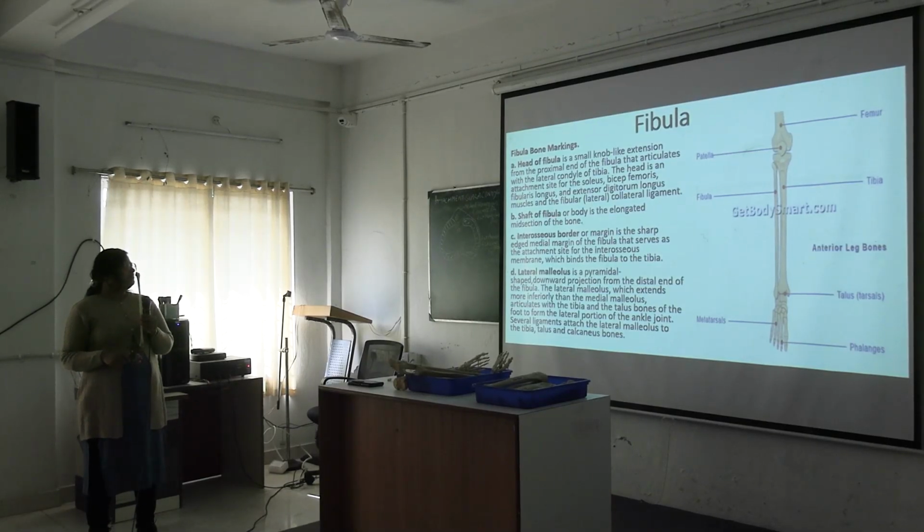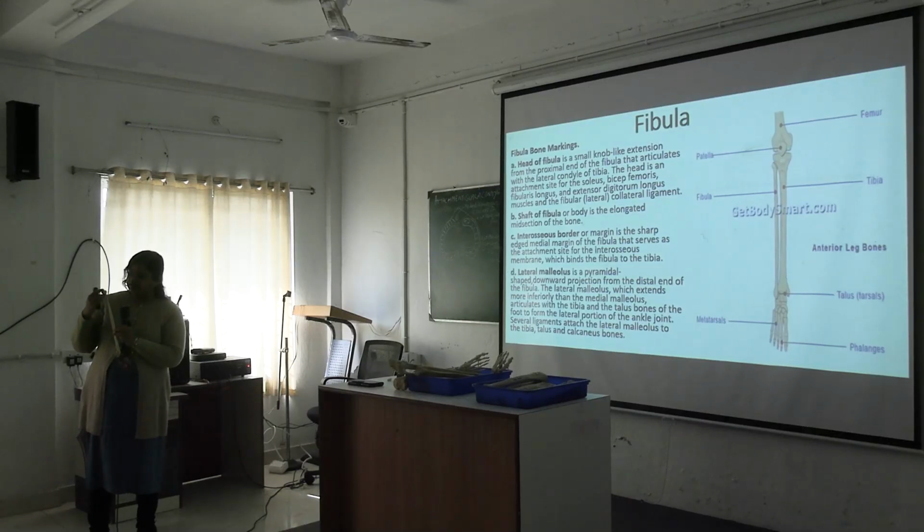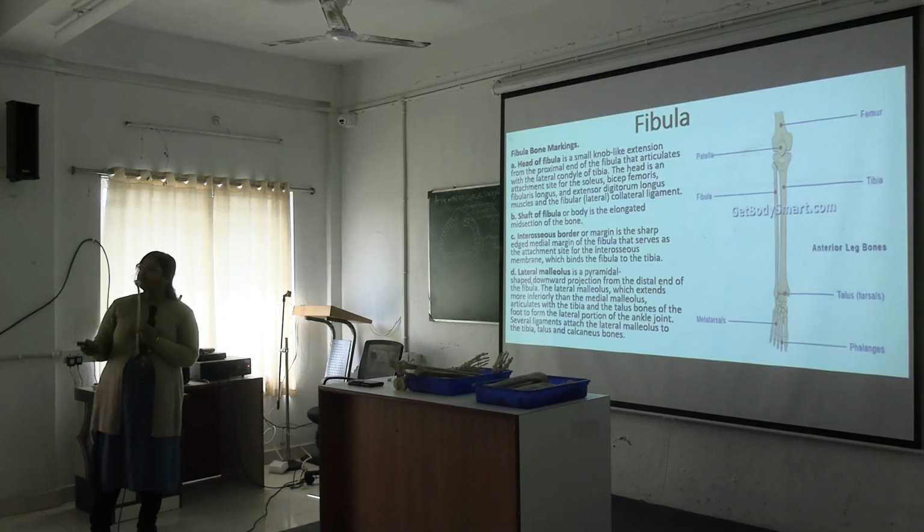Shaft has different borders and surfaces. First, the interosseous border or margin. It is the sharp edge, the medial margin of the fibula, which serves as the attachment site for the interosseous membrane and which binds the fibula to the tibia. This border is the interosseous border, directed medially, giving attachment to the interosseous membrane.